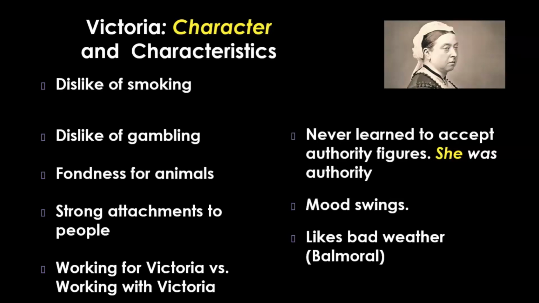Andrew, we have two questions. Sure, go ahead. The first is from Barry. In the Victoria TV series, she had a close relationship with Lord Melbourne. Was that accurate? Sorry, I didn't hear the end of the question. Was that accurate? Yes, she did. He was her first prime minister, and yes, they did have a close relationship.